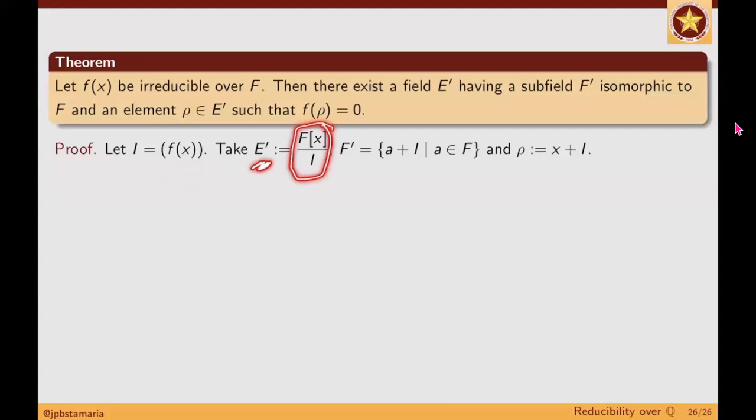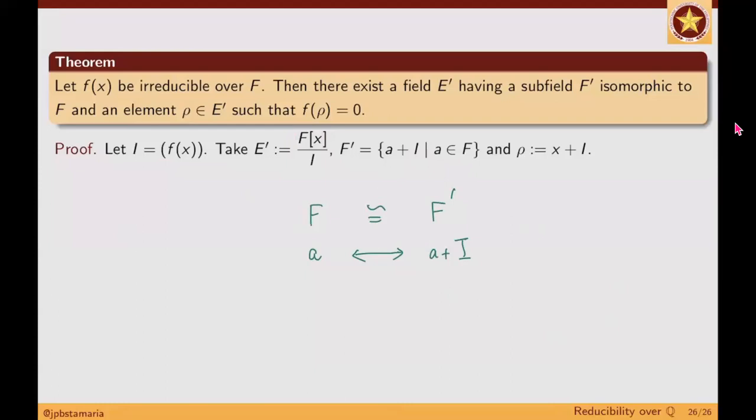No? Paano nyo malalaman yung F prime na subring isomorphic to F? Kunin nyo yung mga ideals, mga cosets ng I that contains the elements of F, yung mga a plus I, where a is in F. So technically, ang isomorphism ng F tsaka ng F prime ay ito. Pag may element ka ng F, ina-associate mo siya doon sa coset na a plus I. Kaya yan isomorphic sa F.